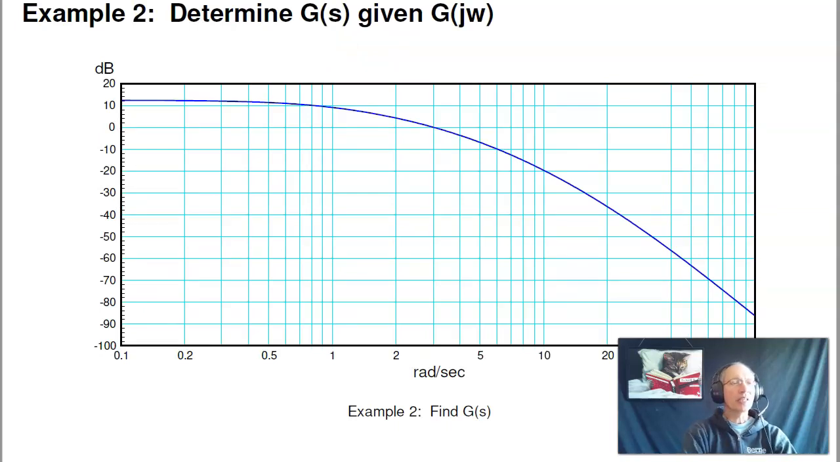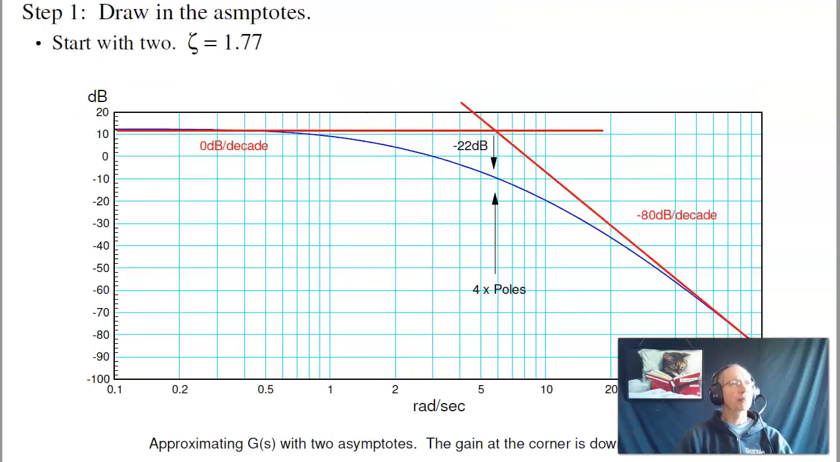So that's kind of the procedure to find the transfer function. I'm going to go through one more example. If I have a gain versus frequency like this, find the transfer function. Now one approach is, it's pretty clear I've got an asymptote right here at 0 dB per decade. I've got a second asymptote right there at 80 dB per decade. So this system is fourth order. 80 over 20 is 4. I've got 4 poles.